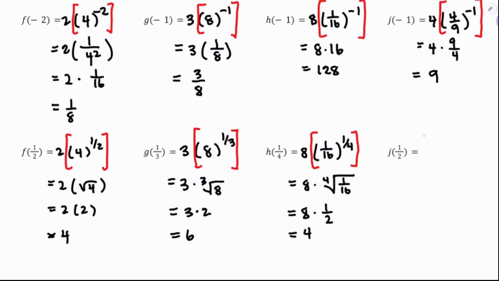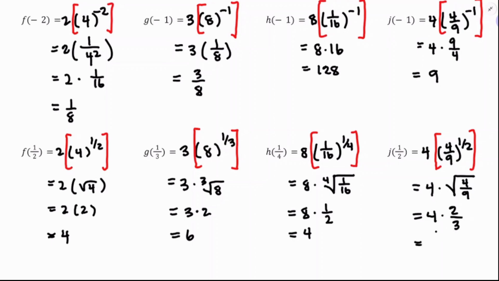And then the last one here is going to be 4 times, alright, that's what this one was building up towards here. The 1/2 power, that's the square root. If we take the square root of 4 over 9, that's going to be the square root of 4 divided by the square root of 9. We can do that. So that's 4 times the square root of 4/9, and so that's going to be 4 times 2 over 3. That's 8/3.